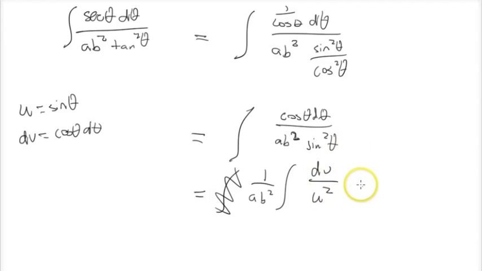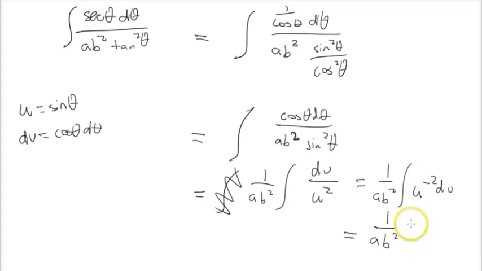And now we can think about this as u to the negative 2 du, and then we're going to just be able to apply the very simple integration rule. So that'll be AB, and so we add, so this negative 2 will become a negative 1. We put the negative out here, and this will be u to the negative 1 plus c.